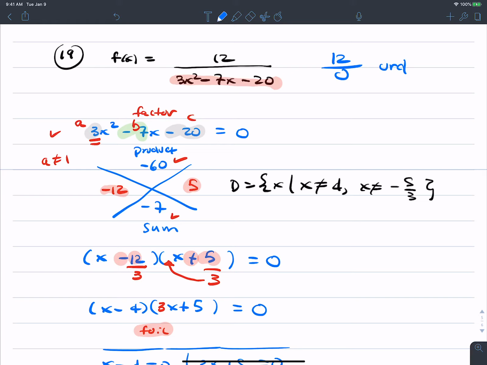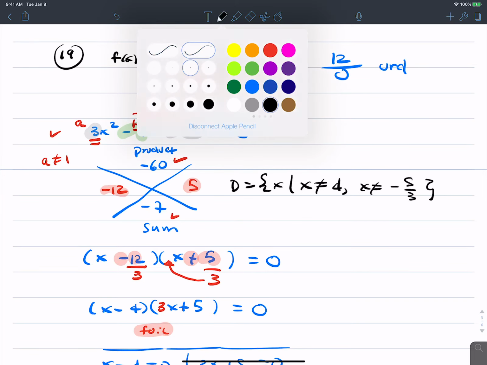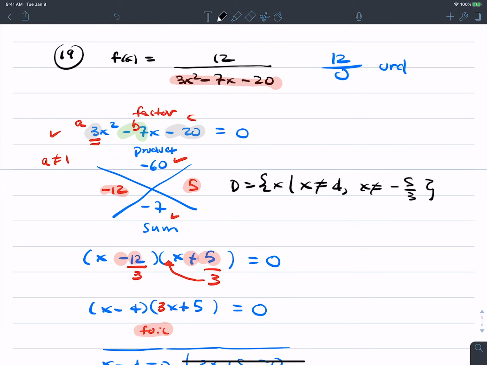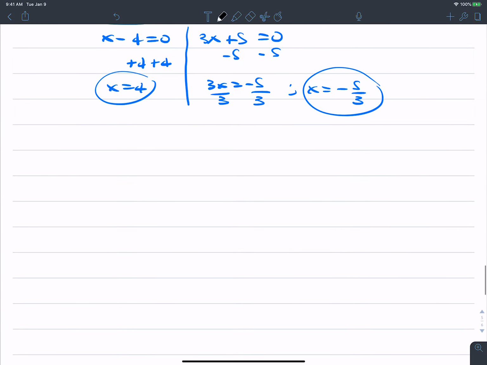The procedure is completely based on factoring, because we're finding where the denominator equals 0 and throwing those values of x out. Number 21, we get a function here to be 9 over 4x squared plus 23x minus 6.